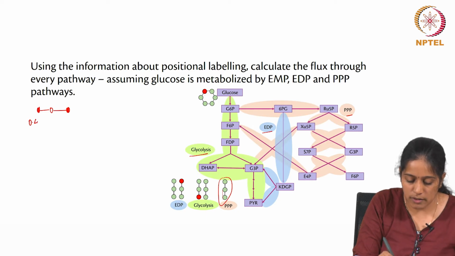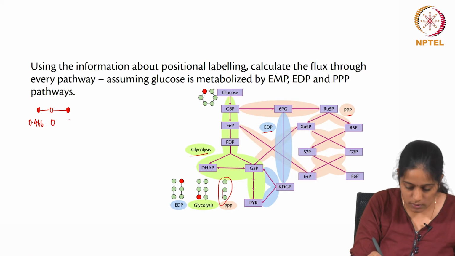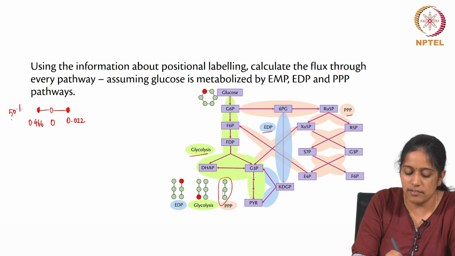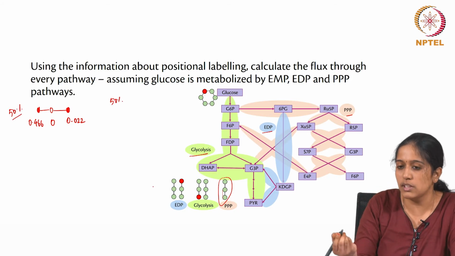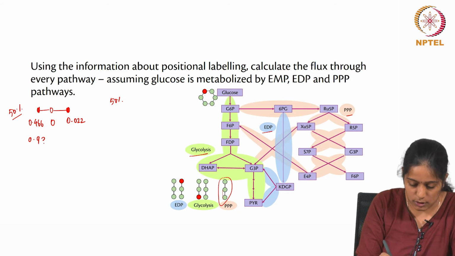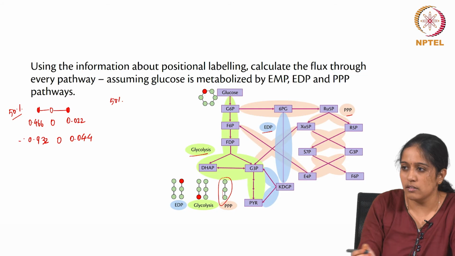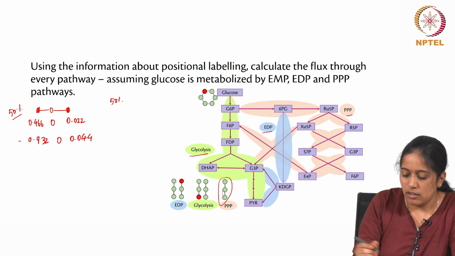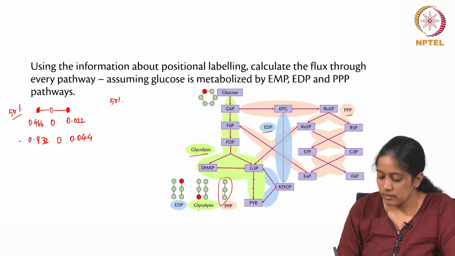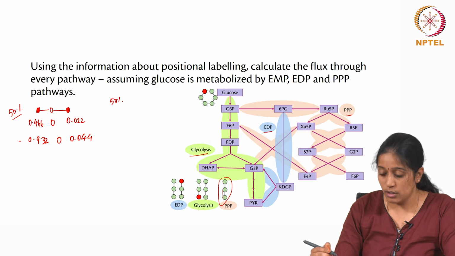So, this was 0.466, this was 0, this was 0.022. So, this was 50% of the fraction. There was another 50% which was unlabeled from the data that we had. So, if I want to calculate for 100%, obviously I will multiply it by 2, and so I get this as 0.932, 0 and 0.044, right.